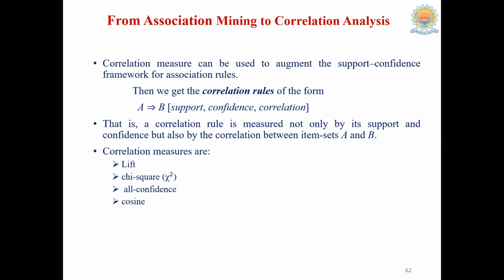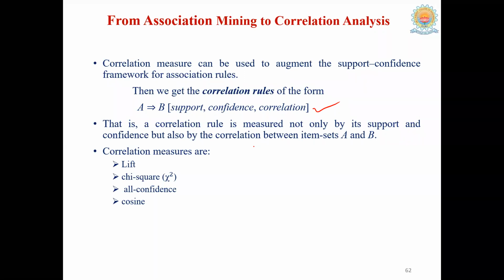Okay. So to get the correlation rules, along with the support and confidence measure, a correlation measure is also added. So here is the form of the correlation rule. If a rule is a correlation rule, it satisfies certain support and confidence. Along with that, it should satisfy certain correlation. How to find support and confidence, we already know that. But to find the correlation, we have certain methods to find out the correlation among the item sets.